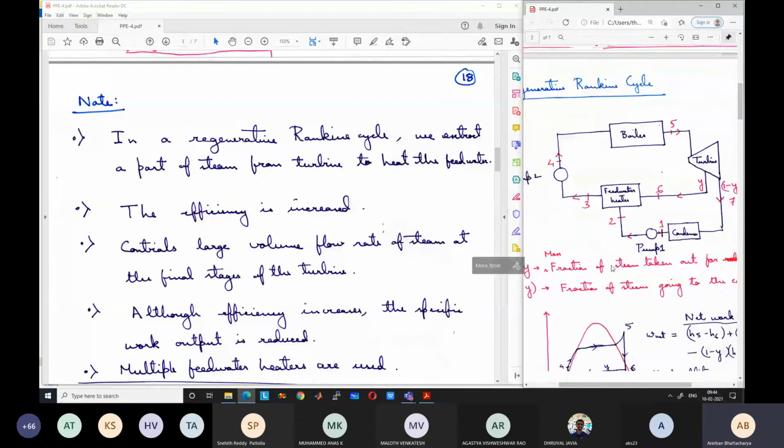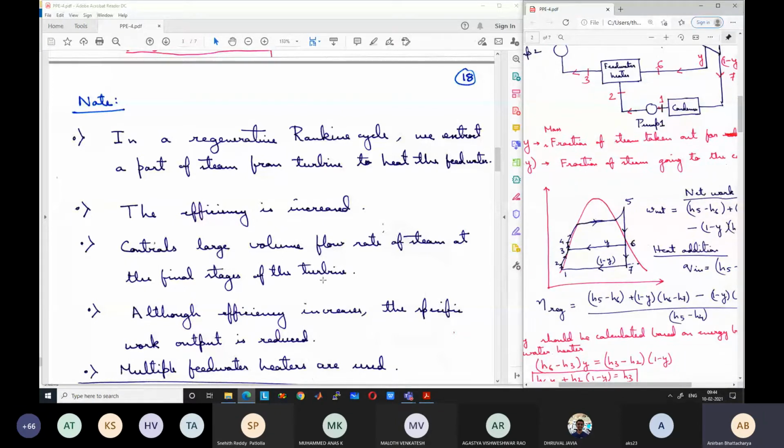So the turbine has multiple stages, right? It is not a single device. And we know that for the low pressure stages, the volume of steam is very high. Why is the volume very high? Because the pressure is very low. At low pressure, the specific volume is increased. So for the same mass flow rate, the total volume would be very high. And as a result, you need a very large cross-sectional area for the turbines.